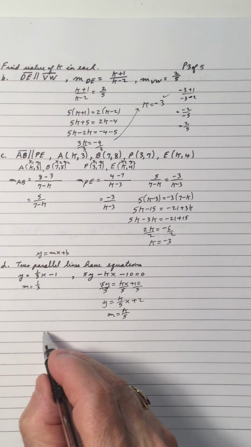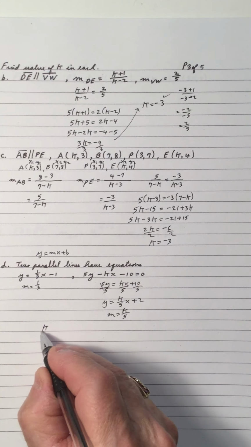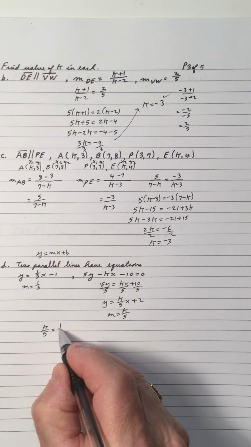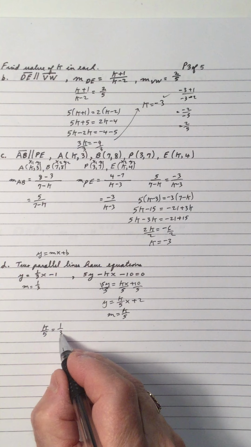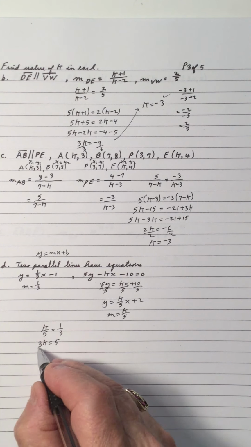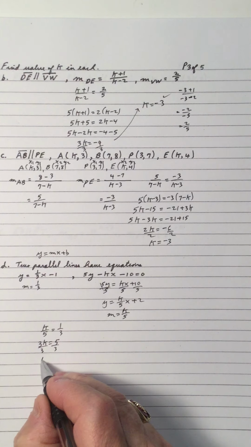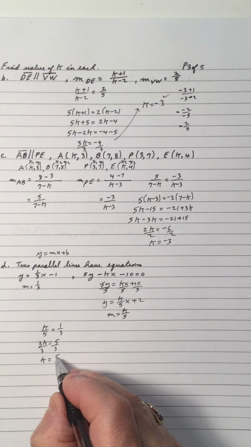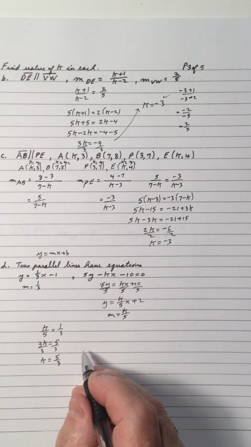Since the lines are parallel, that means that k over 5 is equal to 1/3. Cross multiply. 3 times k, 5 times 1. Now you divide by 3. So k equals 5/3.